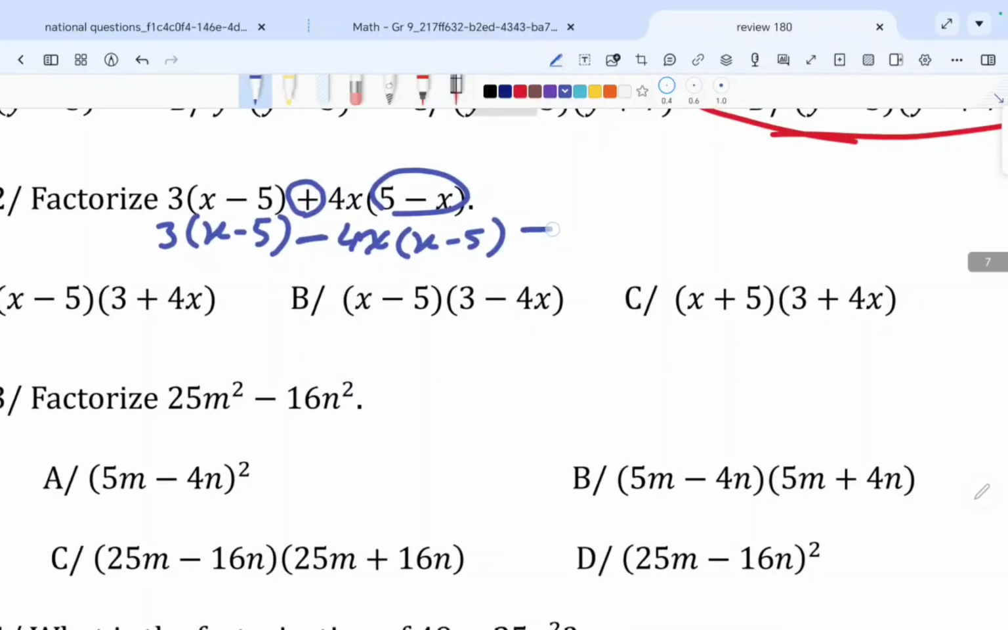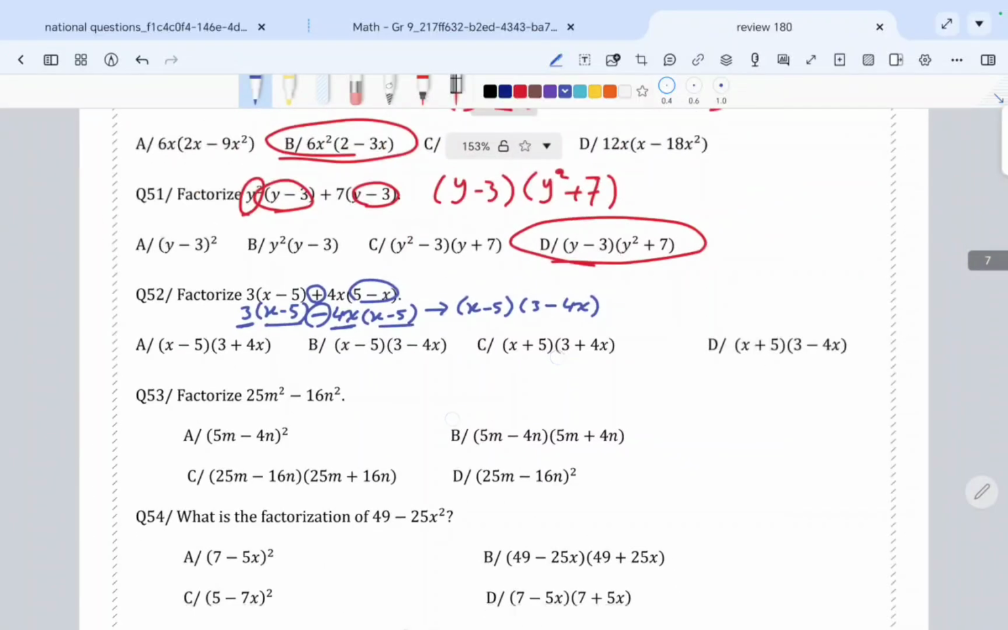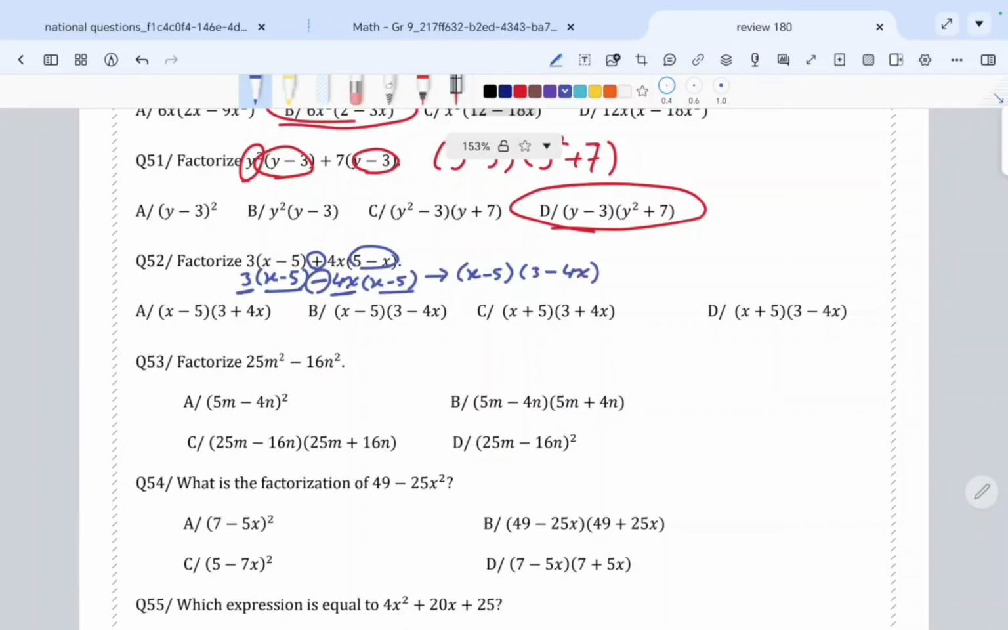Now, what's the common parenthesis? It's x minus 5. What's left here? 3. What do we have here? It's negative. Pay attention. Negative 4x. So which one is correct? As you can see here, we have negative and positive for this one. But which one is correct? We change the sign. Pay attention. So negative 1 is the correct answer, which is B.